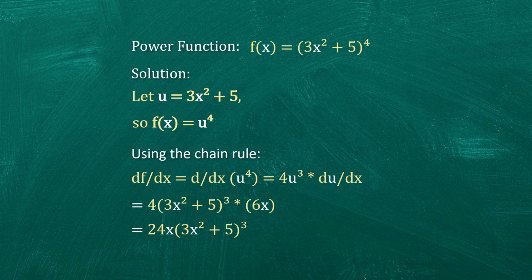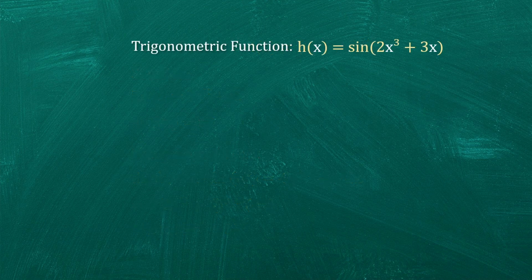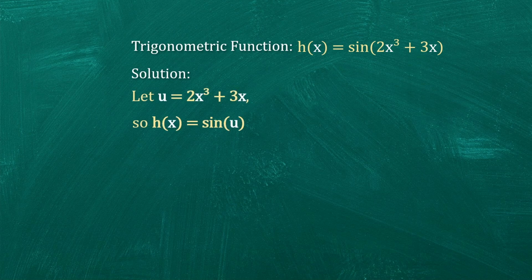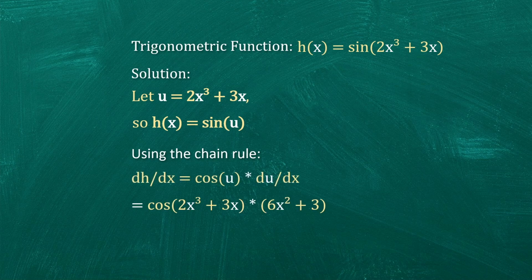Let us check another example, which is a trigonometric function. Find the derivative of h of x equals sine of (2x cubed plus 3x). Solution. Let u equals 2x cubed plus 3x, so h of x equals sine of u. Using the chain rule, dh by dx equals cosine of u multiplied by du by dx equals cosine of (2x cubed plus 3x) multiplied by (6x squared plus 3), which equals (6x squared plus 3) multiplied by cosine of (2x cubed plus 3x).